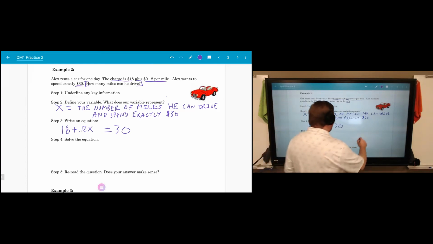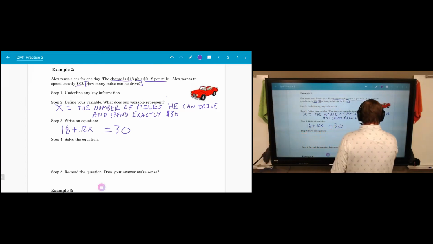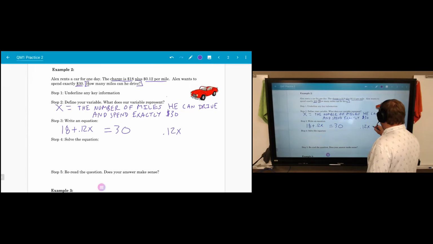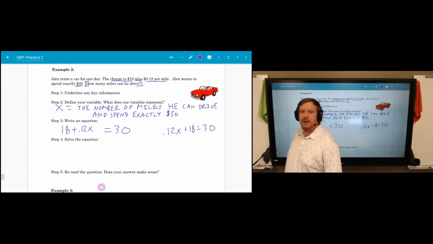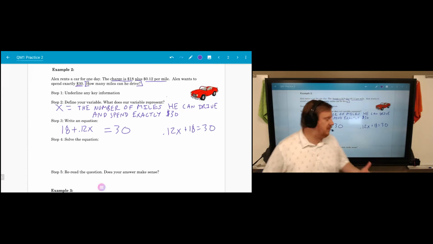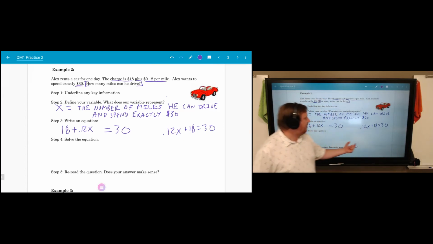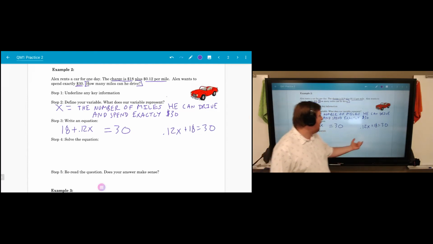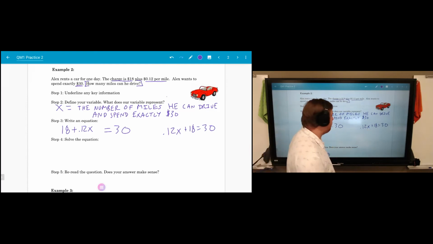Mr. Braman, what if I have written that 12 hundredths x plus 18 equals 30? Is that still the same? Yeah. Look at your terms. Is the 18 still positive? Sure is. Is the 12 hundredths x still positive? Sure is. That's how you can check.